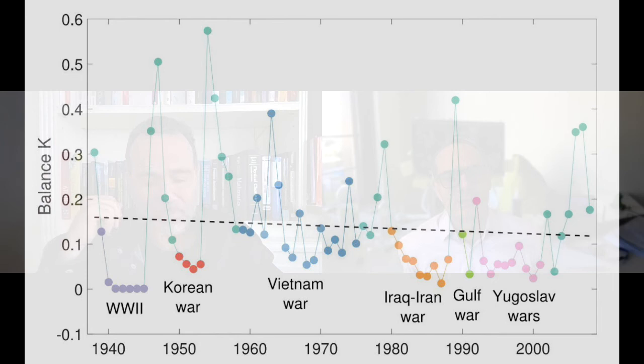And then we had the Vietnam War in the 1960s, where the balance dropped to about 0.1. Then it went up. Then we have the Iraq-Iran War. Then it went up. We have the Gulf War. Then it went up. Then we have the Yugoslavian Wars and so forth. So in general, we have a trend, not very marked, but a trend to unbalance. And this doesn't mean it's bad, because we know that possibly being in a balanced state is worse than being in an unbalanced state.